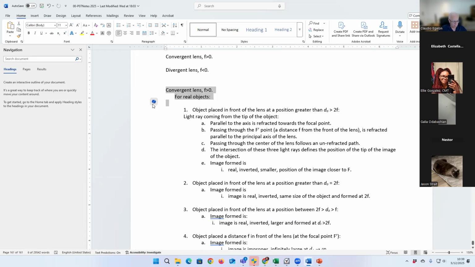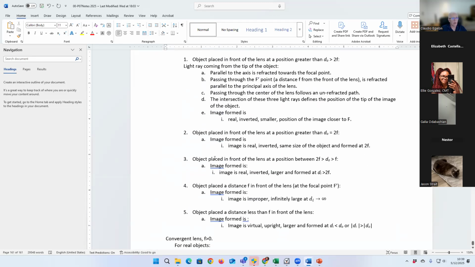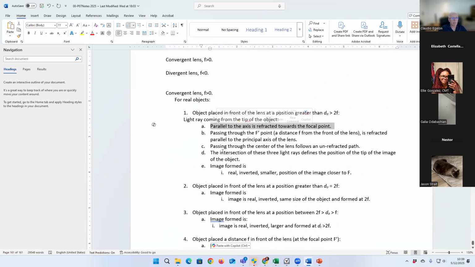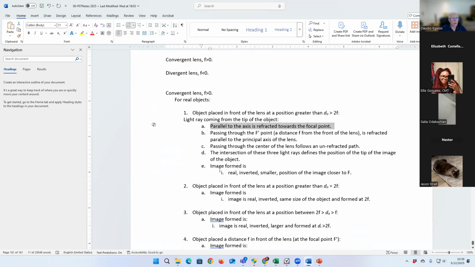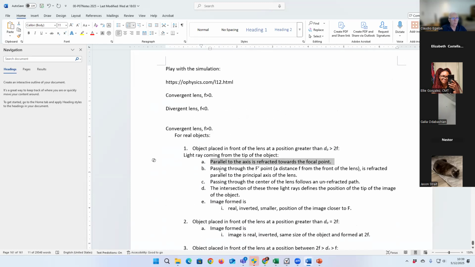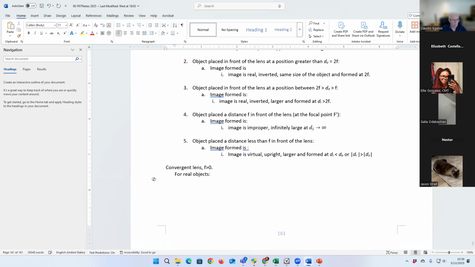Divergent lens. Now we do the same here for divergent lens, for real objects. We don't have to repeat all that stuff, right? Parallel light ray, blah, blah, blah. Image for real objects. For a real object, object placed in front of the lens.